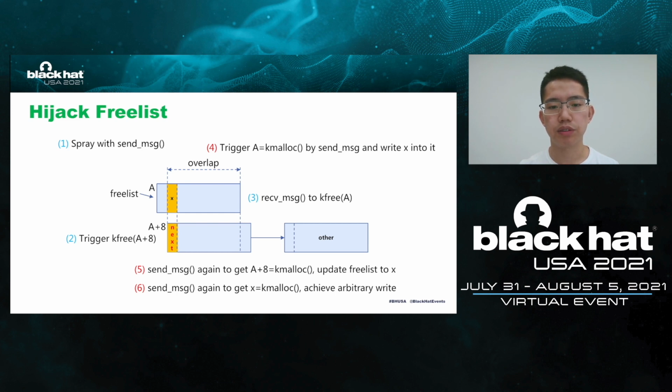The next steps are very interesting. Then we reallocate A back by sending a message and write X into it. Now the free list head is A plus 8. Then we call sendmsg again and get A plus 8 back. Now the free list head is X. Send a message again, and we can write any content into the address X.